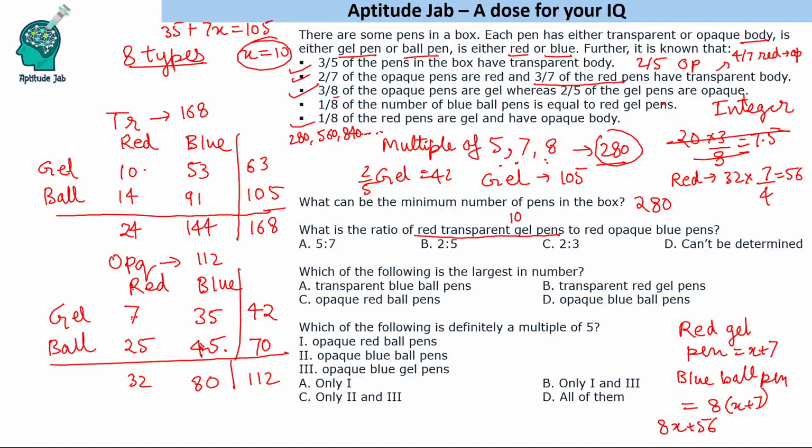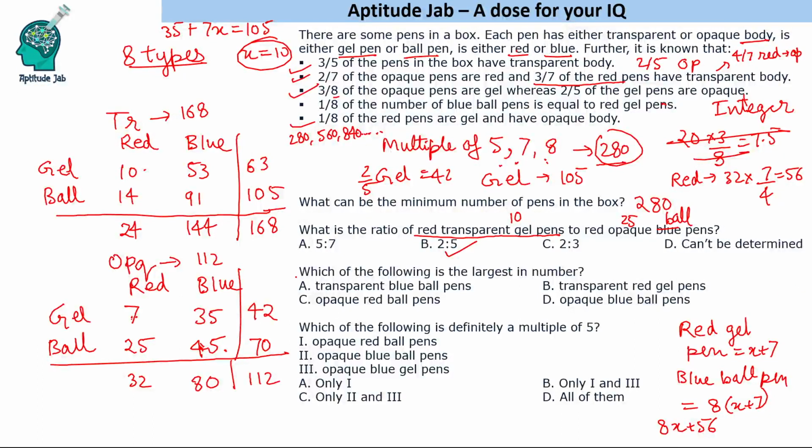Red opaque, and so that should be something else. I think it should be ball pens, right? Maybe mistakenly written as blue. Red opaque ball pens, that is 25. Okay, so typo error. So 10 to 25, that is 2:5, and it's an option also. So that fits here, right? Or if it is red transparent blue pens, no, red and blue cannot come together. So it will be red opaque ball pens. So that is 2:5.